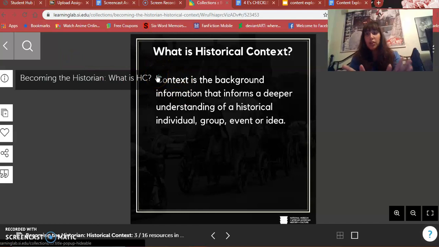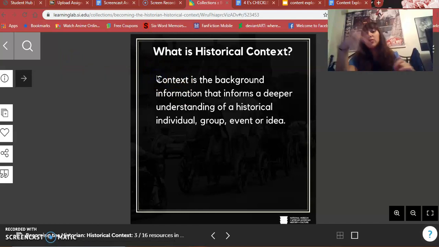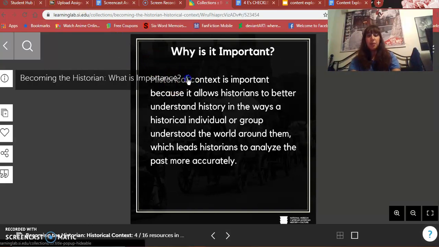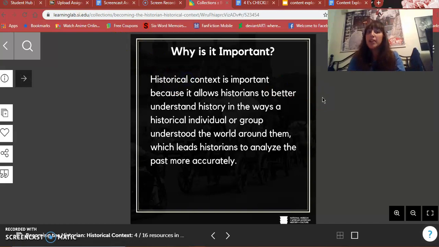I say this word a lot, and I say historical context so loosey-goosey, but what is it? Context is the background information that informs a deeper understanding of a historical individual, group, or event. We discussed that in part one. It allows us to understand more, and not only understand, but in a way empathize more with the people who go through these historical events. Why is it important? Historical context is important because it allows historians to better understand how a historical group or individual understood the world around them.